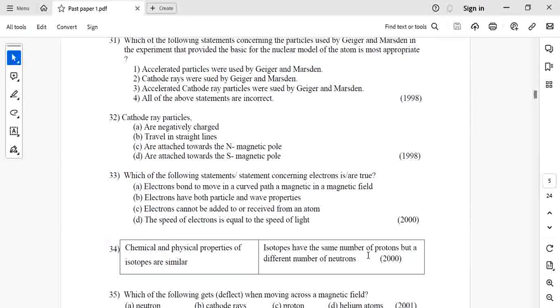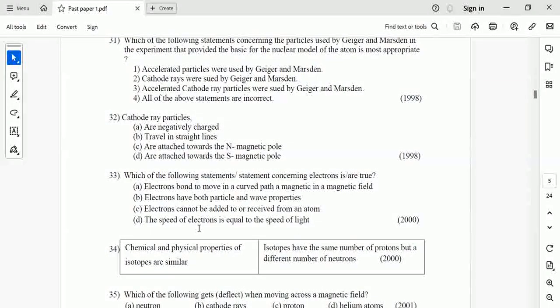Wave properties mean they behave like waves. Beta rays are electrons, so electrons have wave properties. We will prove this later using de Broglie's wavelength equation. Waves show properties like diffraction, deflection, reflection and refraction, so we can show that beta rays can also show them. For now, remember that they have both properties.